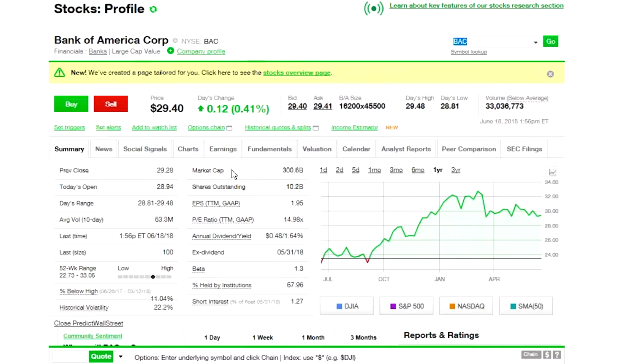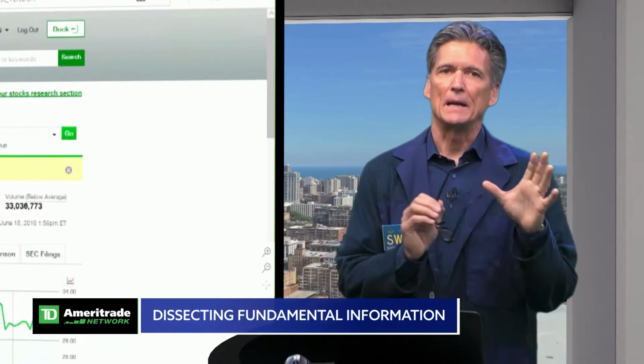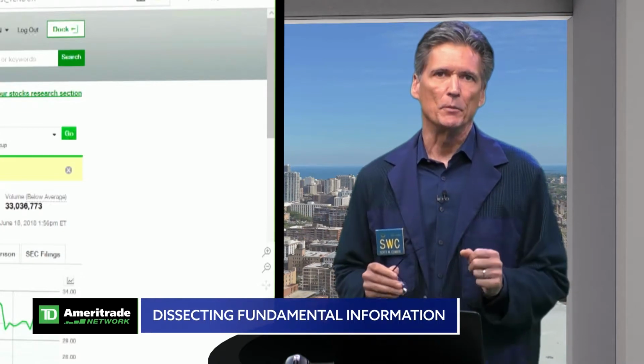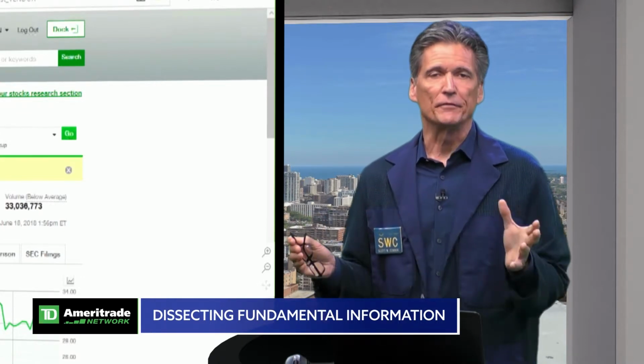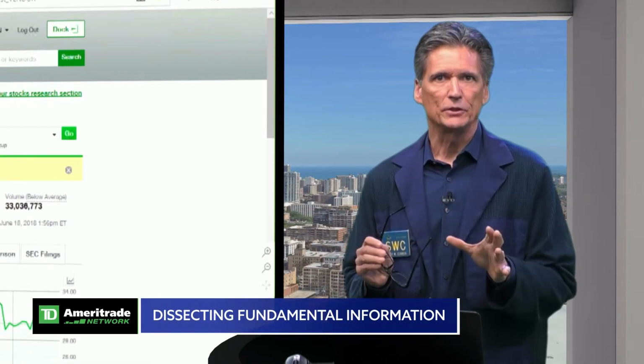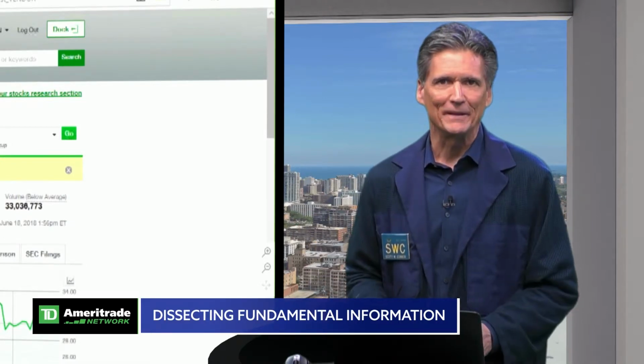Number one, market cap. How big is the company? This number you can see is $300 billion. That's calculated by taking the price of the stock multiplied by the number of shares outstanding, and that gives the capital weighting of a company. And we can compare the different companies in the different indices to rank them so we can see what their market capitalization is, or exactly how big that stock is.